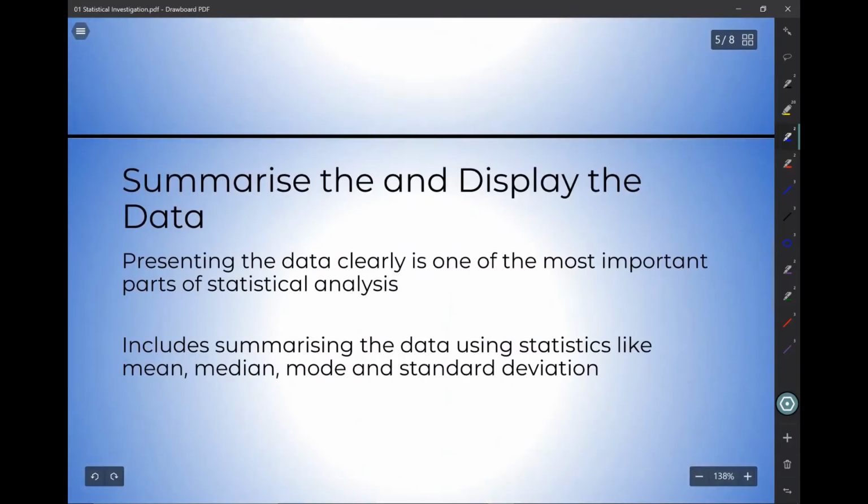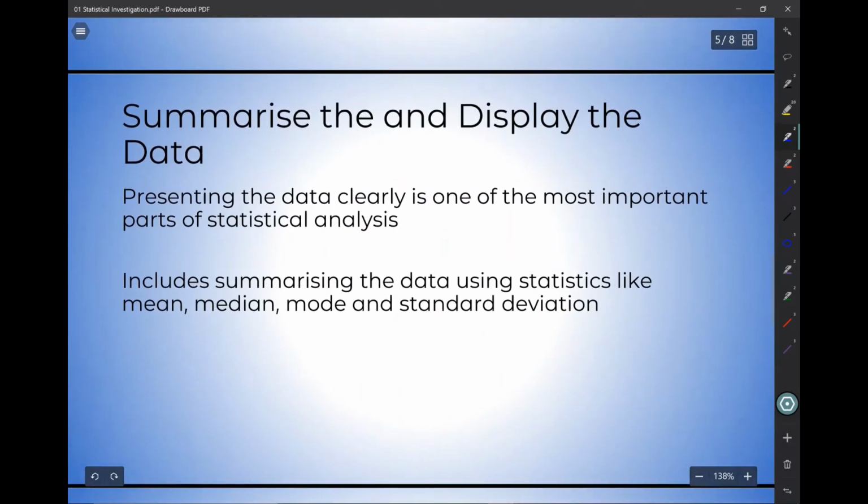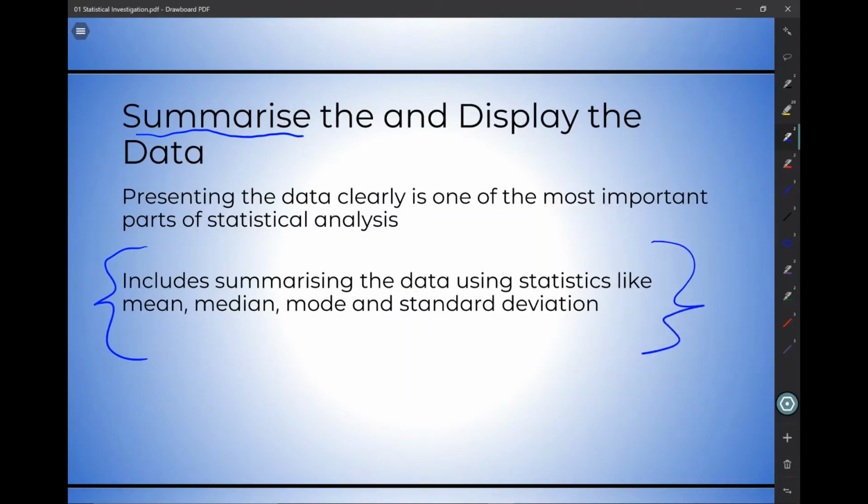And then the next step is summarizing and displaying the data. The thing we're going to focus on is this summarizing the data, and that's using stuff like mean, median, mode, standard deviation. If you don't remember what these things are, we're going to go over them.